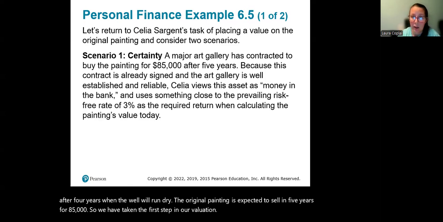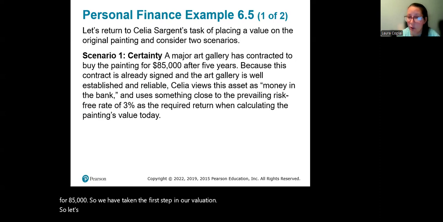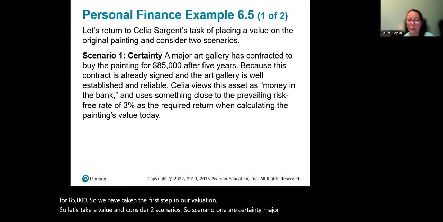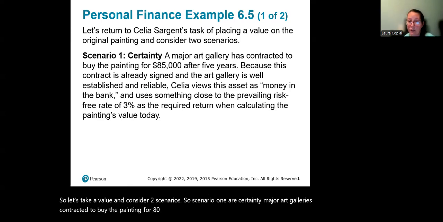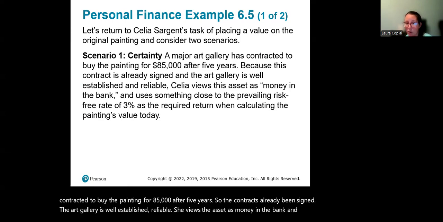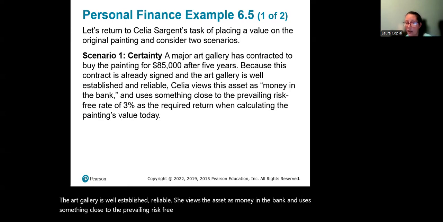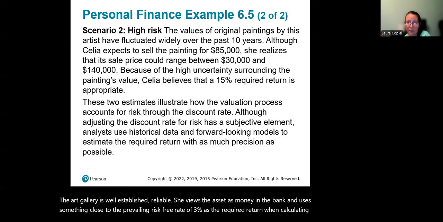Let's take a value and consider 2 scenarios. In scenario 1, there is certainty. A major art gallery has contracted to buy the painting for $85,000 after 5 years. The contract has already been signed, and the art gallery is well established and reliable. She views that asset as money in the bank and uses something close to the prevailing risk-free rate of 3% as the required return when calculating the painting's value today.